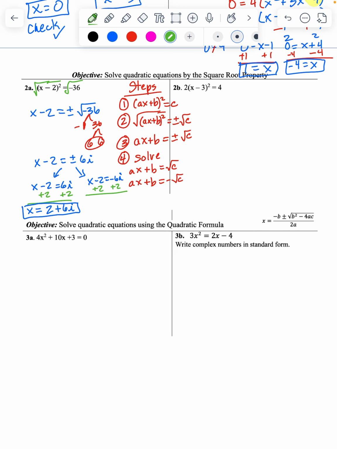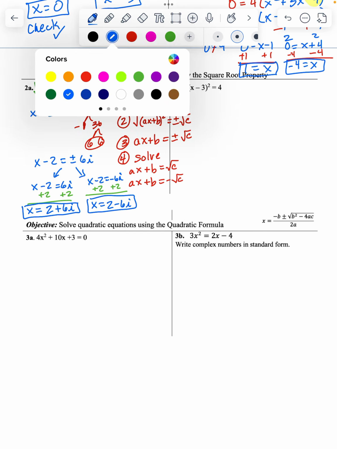The nice thing about these is the other answer is very similar work, very similar format, but it's going to be x equals 2 minus 6i. So the real part, the part that doesn't have an i, is the same in both, but the imaginary part, the part that does have an i, one of them should be positive, one of them should be negative. So that's a good way to check for reasonableness.